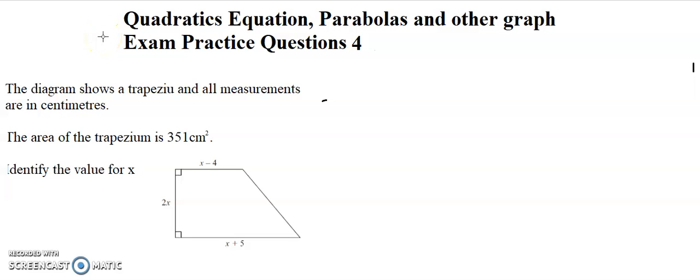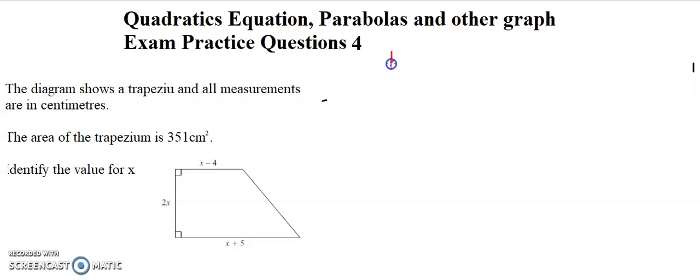This is quadratic equations, parabolas and other graphs, exam practice question 4. So the first thing we need to be thinking about is that we are dealing with a trapezium. We have been given the measurements and we've been given the area of 351 centimeters squared. The only thing we don't know that we need to find is x.